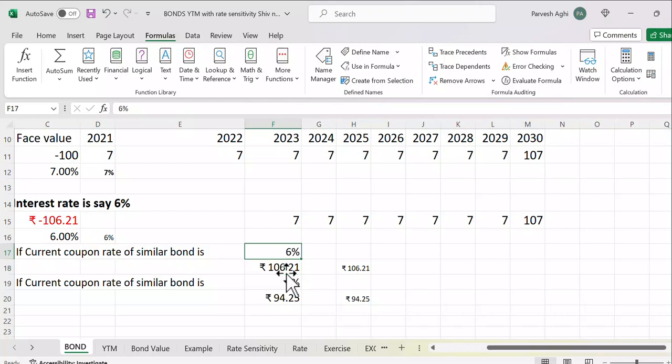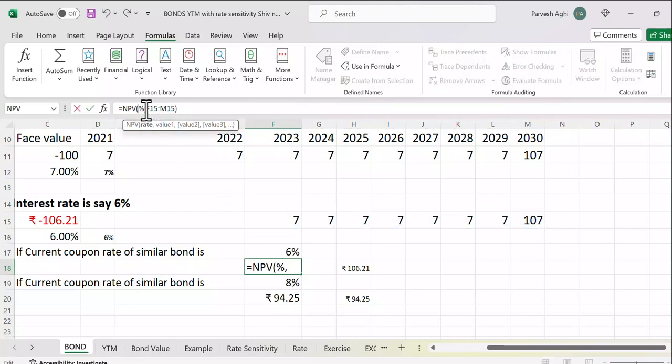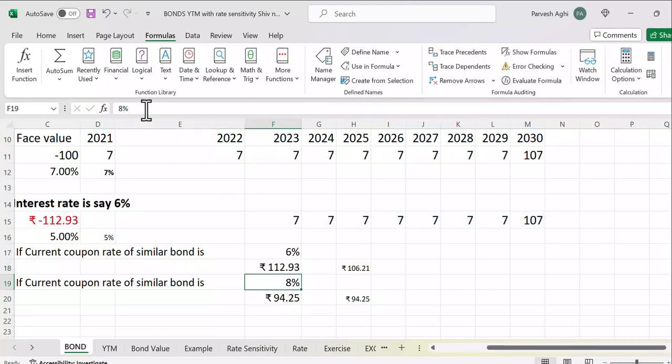Suppose the interest rate goes to 5%. I'm just saying 5% here. So the bond price will go to 112. Look at the screen: if it becomes 5%, it will reach 112. So if you buy at 106 and the interest rate declines from 7 to 5, the bond price is going to go up. Is that clear? Any questions?